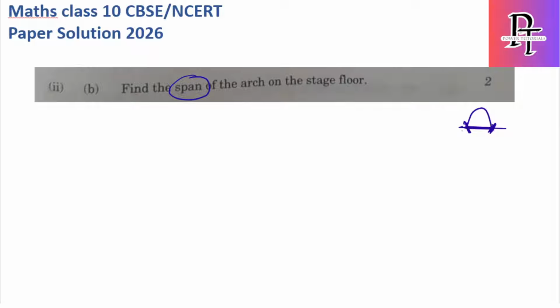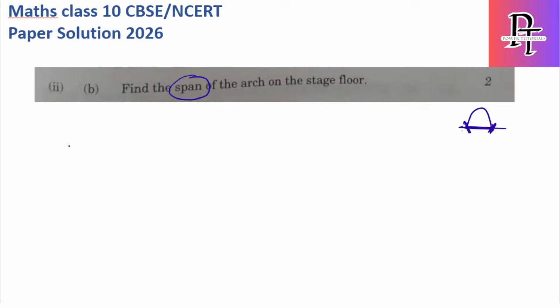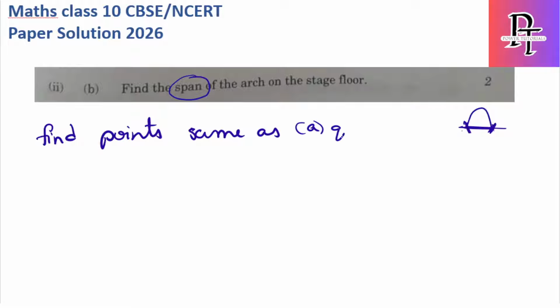Find the span of the arc on the stage floor. So for this, first we need to find the points on the x-axis. I have already covered that here, so I'm not repeating these steps. So the same points first. Okay, I'll write it here. Find points same as A question. Okay, so if you are following B in your exam, make sure to follow the same steps which you are following in this A part and then go with the next steps. If you are following A, then no need to do anything.